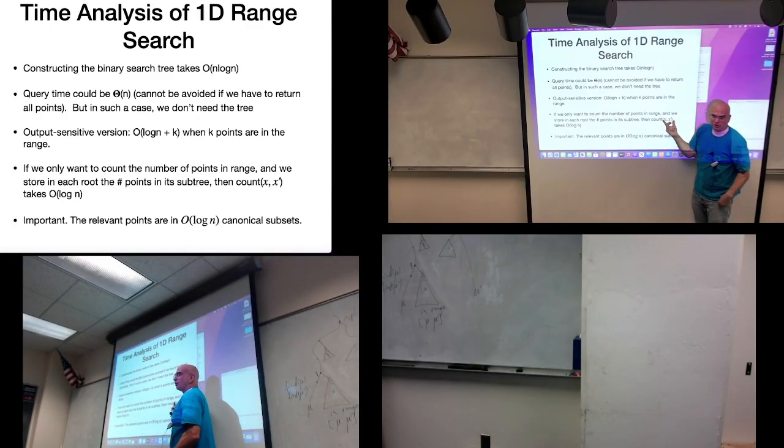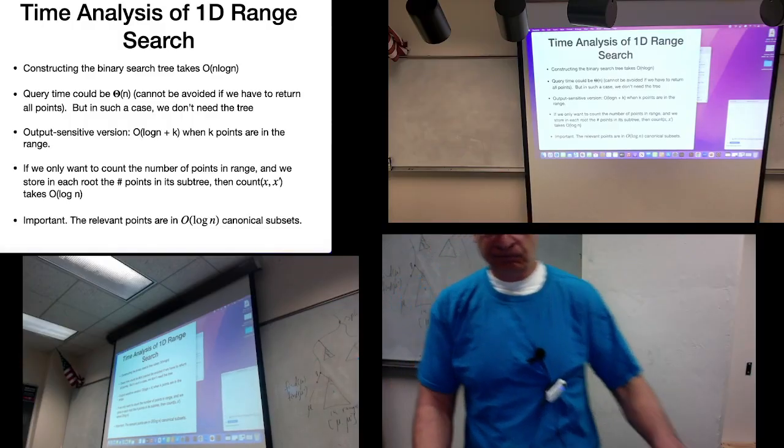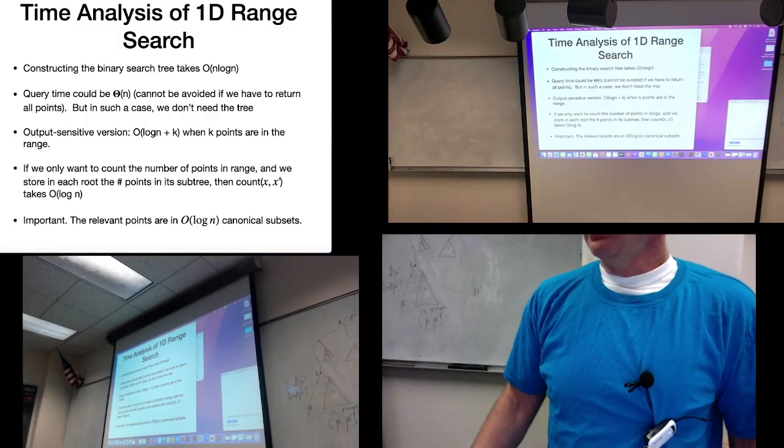If you just want to know how many points there are in the range, then in log n time you would just keep a counter at the root of every subtree, telling you how many nodes are in this subtree, and you're just printing how many.